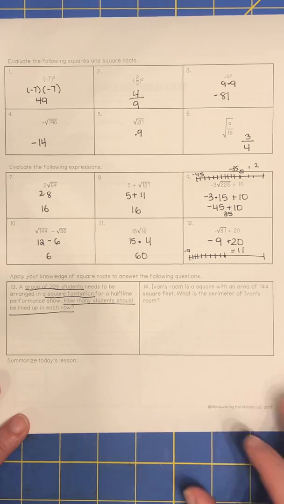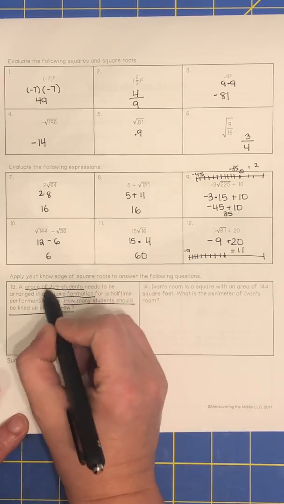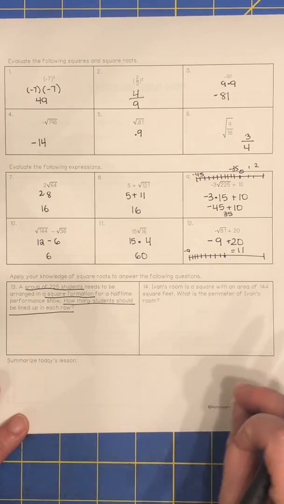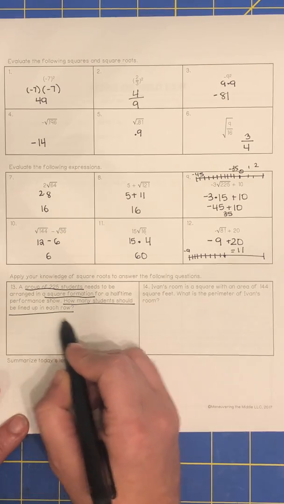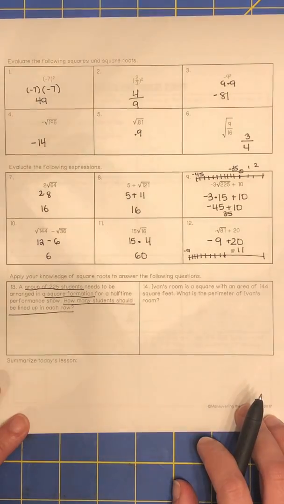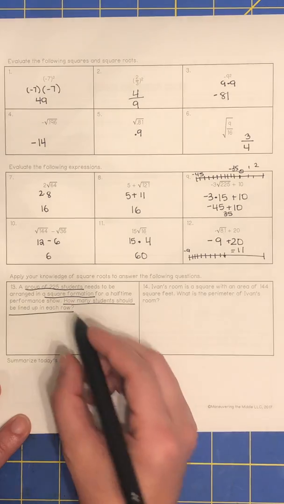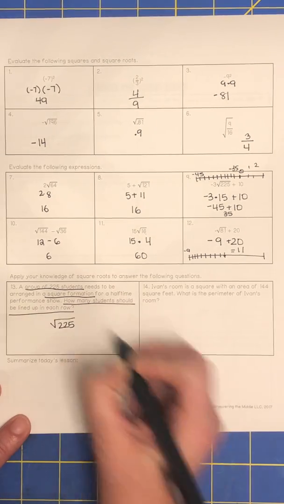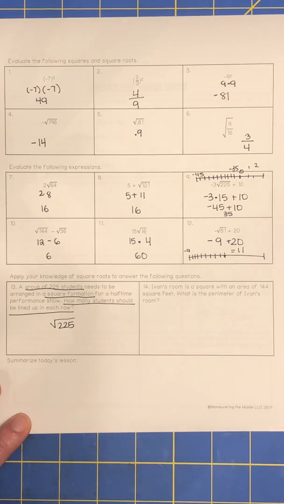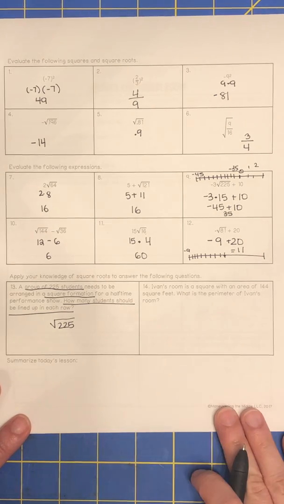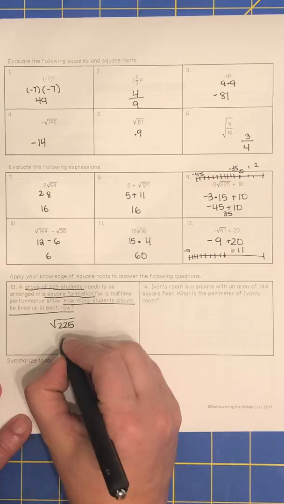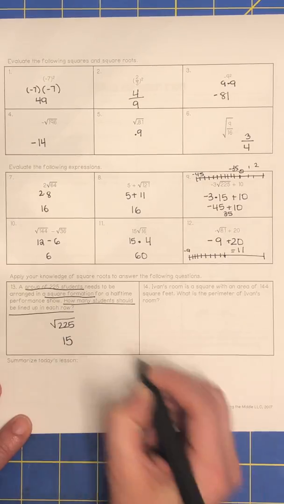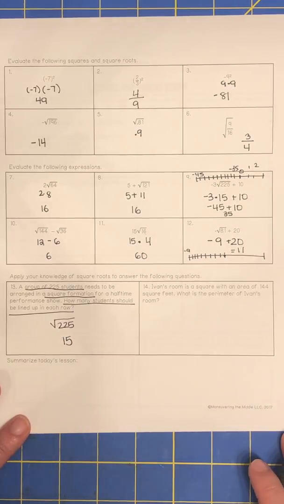So if I'm going to do that, I'm going to find the square root of this number, 225, to figure out how many students need to be on each side of my square to make it a perfect square at the halftime show. So if I figure out the square root of 225, we write it like this. The square root of 225: what times what gives me 225? And I remember that 15 is the square root of 225.